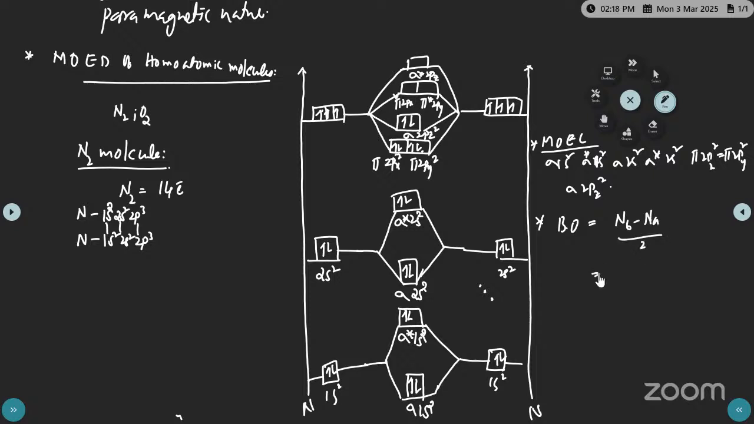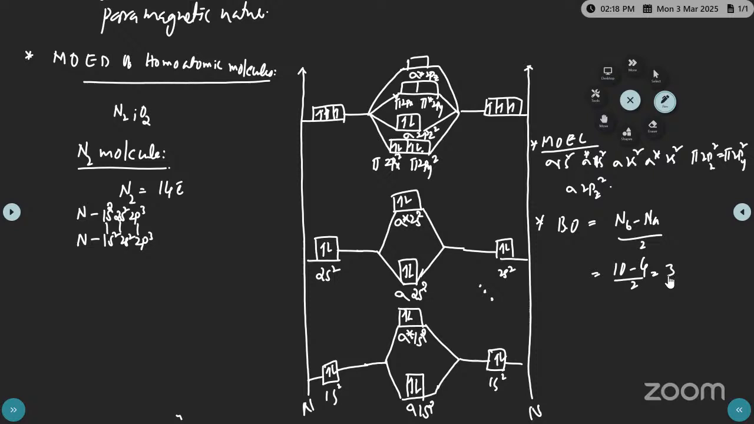So how many bonding electrons are there? ఎవరైనా ఎందుకు చెప్పమ్మా? How many bonding electrons are there? నువ్వే. So count the number of bonding electrons. So what are the bonding molecular orbitals? 2 plus 2, 4. 4 plus 6. Total 10. 10 minus anti-bonding electrons, 2 plus 2, 4. 10 minus 4, divided by 2, means 3.